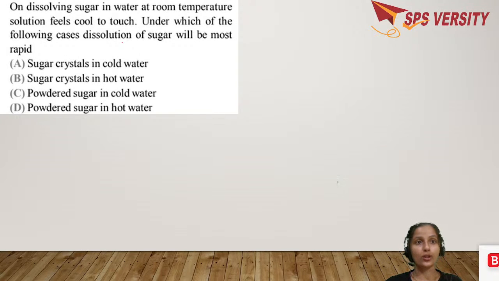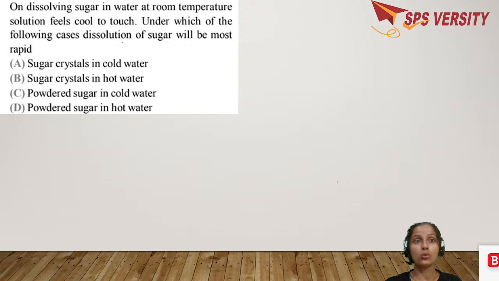This is the dissolution of solid in a liquid. On dissolving sugar in water at room temperature, the solution feels cool to touch. Under which of the following cases will dissolution of sugar be most rapid? Sugar crystals in cold water, sugar crystals in hot water, powdered sugar in cold water, powdered sugar in hot water. Where do you think the dissolution of the sugar will be most rapid?